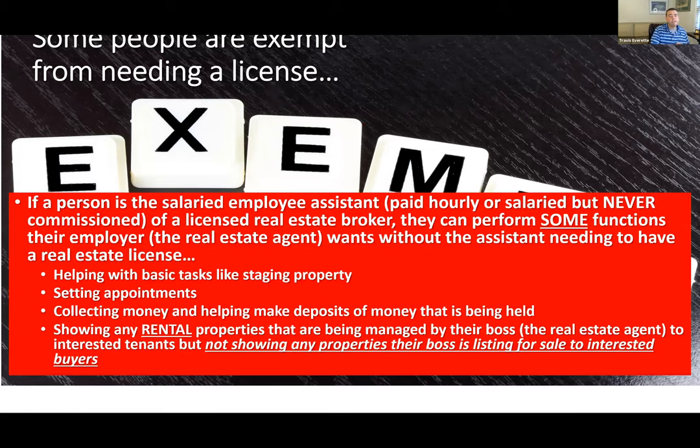Now, the other exception is not quite as strong. Working for a real estate broker is not quite as strong as working directly for the property owner, because who did the property owner hire? They didn't hire this employee. They hired the firm, the real estate broker. And then the firm decided we're going to hire this employee. Because that employee has this level of separation from the owner, they are a little bit more limited in what they can and cannot do with the property.